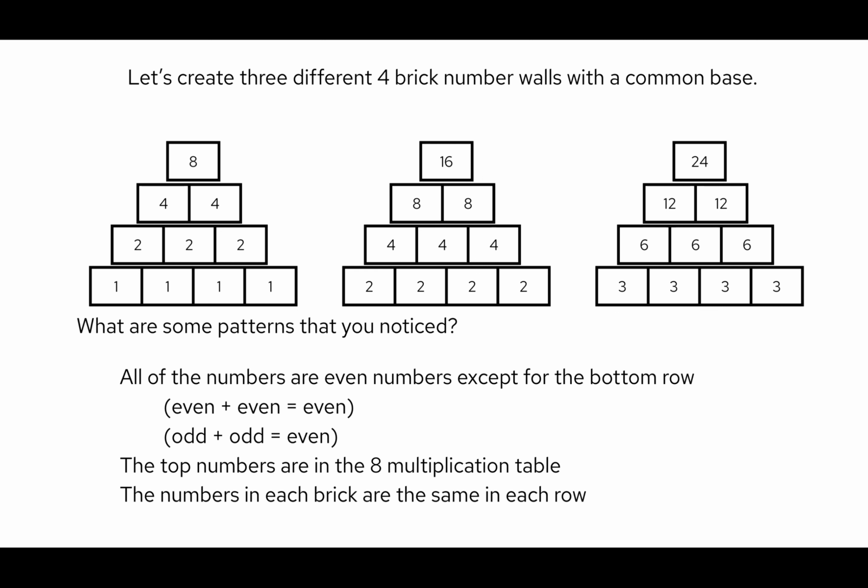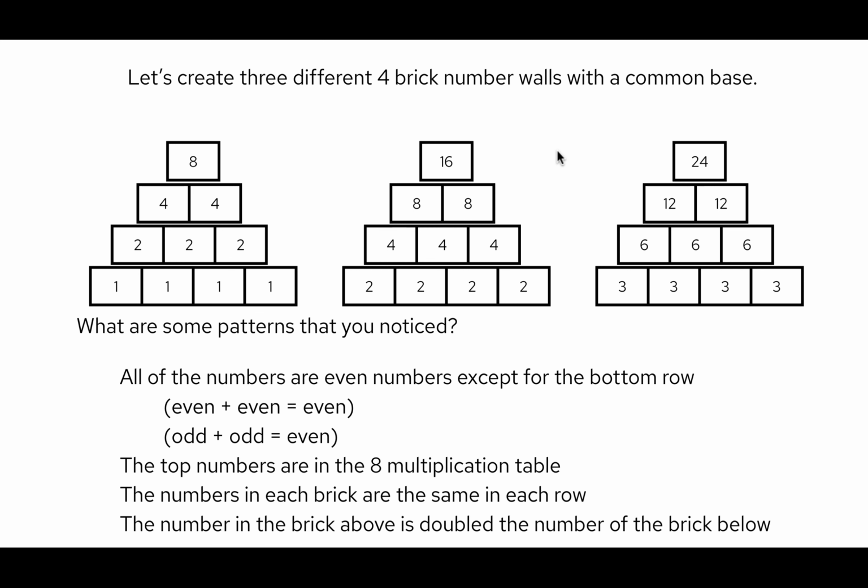And I noticed that the numbers in each brick are the same in each row. These are all 1s, 2s, 4s, and 8, etc. And that the number in the brick above is double the number in the brick below. So doubling 1 is 2, doubling 2 is 4, doubling 2 is 4, doubling 4 is 8.